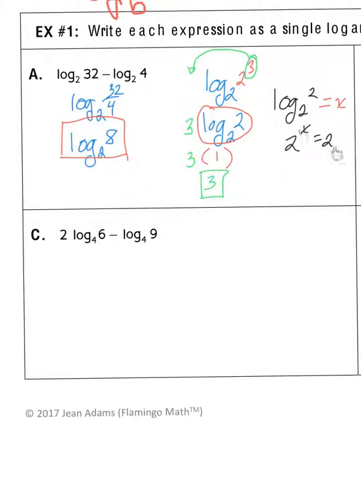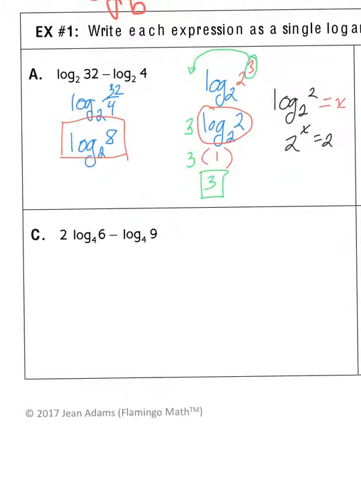So 2 to what power is still going to give me 2? The only answer I can have for this exponent would be 1. So it doesn't matter what numbers I put here, 3 and 3, 10 and 10, a million and a million. You're going to have the same number here, so the only answer that this exponent could be would be 1. So that's why the log of anything, any base of that same number is always a value of 1.